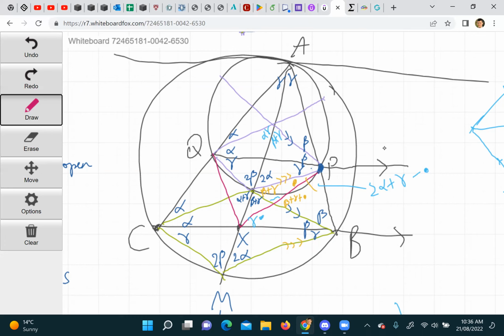So you start with the circle ABC, right? And then you get a tangent circle at A that passes through the incenter. That was the question. And then it hits the triangle at P and Q, and you're trying to prove the angle bisectors meet at X. So this point here is the incenter.